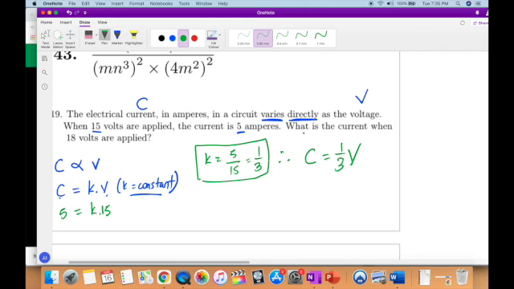So now I can answer the question. What is the current when 18 volts are applied? So the current is equal to 1/3 times 18 volts. So therefore the current is 6.